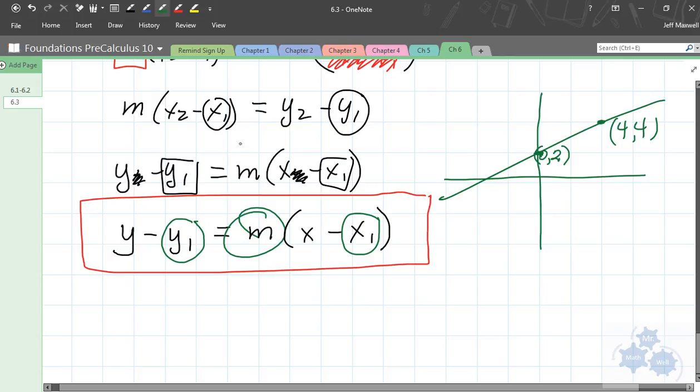Okay, so let's say I'm given this. What do I need for the point slope form? I need a point, just one point, doesn't matter which point, and I need the slope, right? Okay. So, what's the slope of this line? What's the slope of this line?